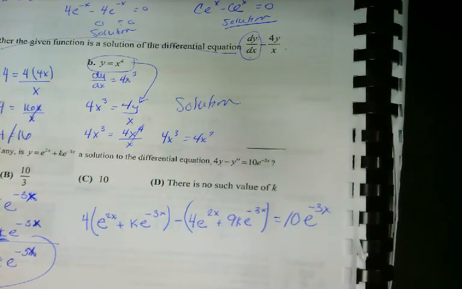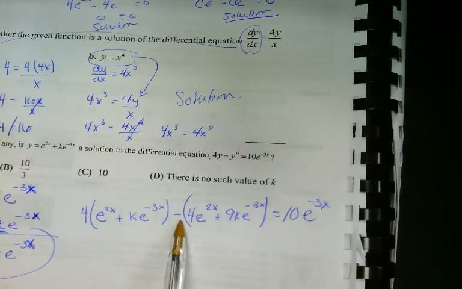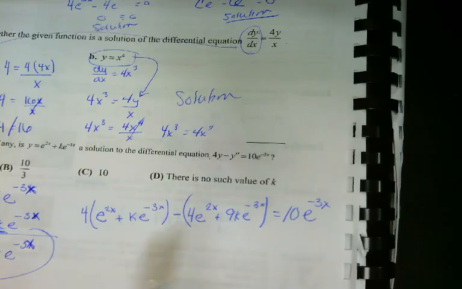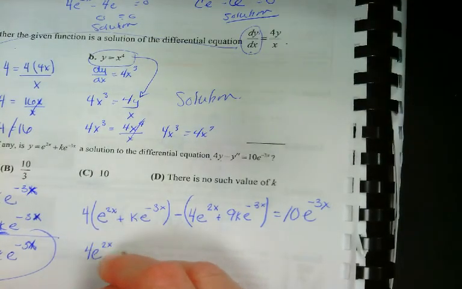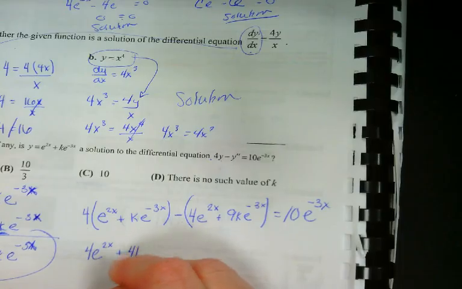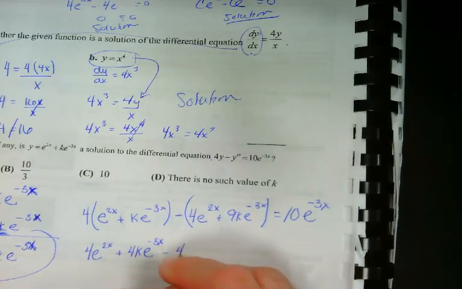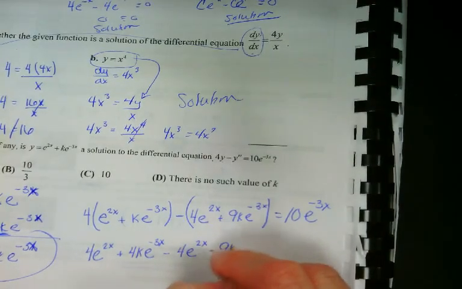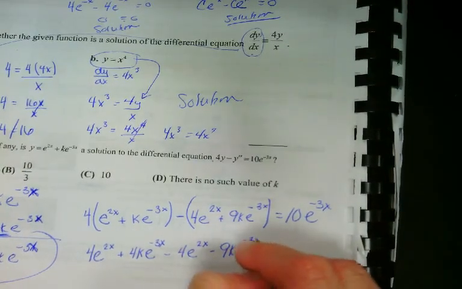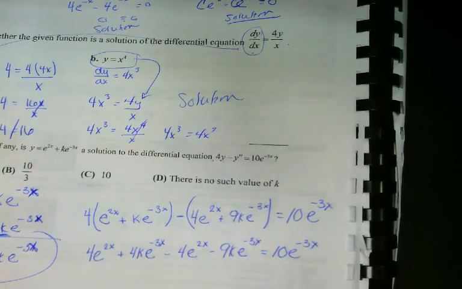So once I find all the pieces I need, I'm substituting them in and cleaning up. So I'm going to do 2 things here. I'm going to distribute this 4, and then I also have to distribute the negative through because we're subtracting that quantity. So 4e to the 2x plus 4k e to the negative 3x minus 4e to the 2x minus 9k e to the negative 3x is 10e to the negative 3x.